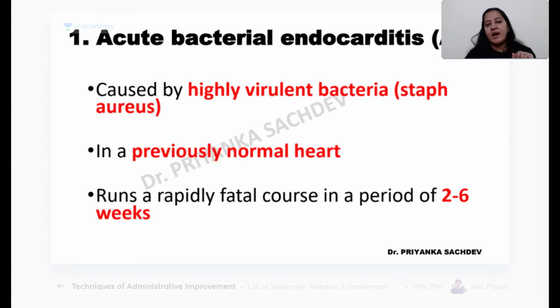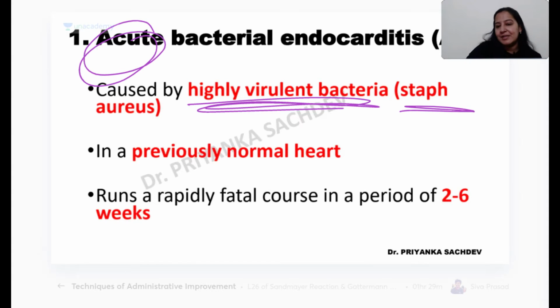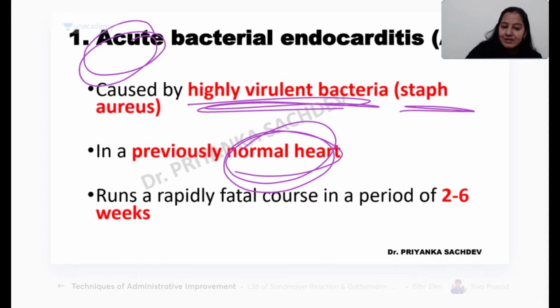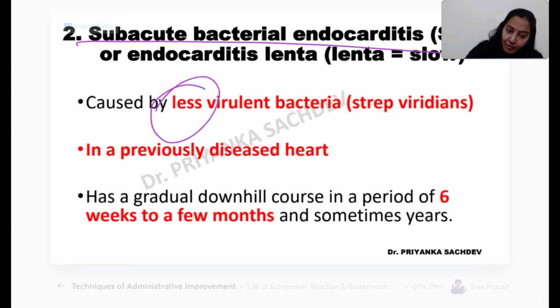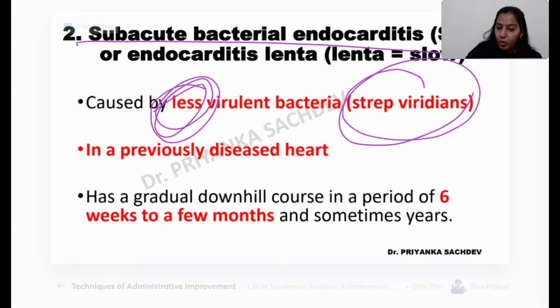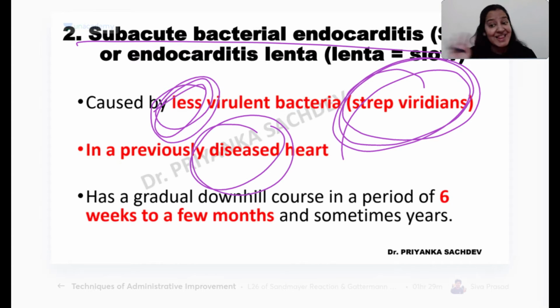So there are two types of endocarditis, ABE and SABE, acute and subacute bacterial endocarditis. If we talk about the acute one, it is caused by highly virulent bacteria like Staph aureus, and it is caused in normal, healthy heart walls. And here less than 6 weeks is required. Coming to SABE, subacute bacterial endocarditis, here less virulent bacteria is required, like Streptococcus viridans. It is caused in a previously diseased wall, not a healthy wall.